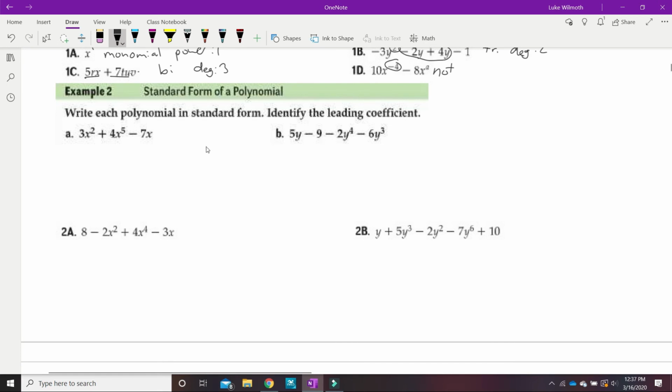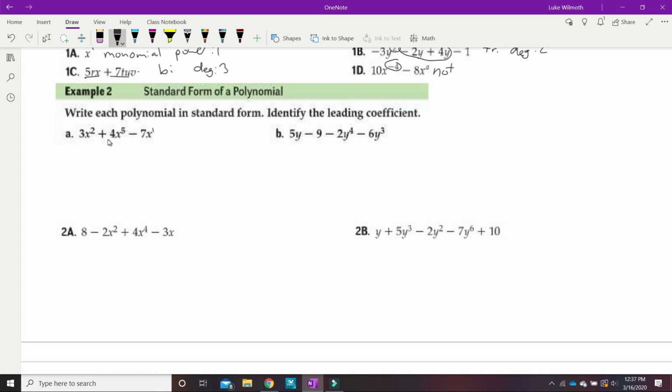Now it asks us to write this in standard form. Standard form is pretty easy. Standard form just means we want all of our degrees in descending order. So if I look at A here, the highest power, I've got a power of 2, a power of 5, and a power of 1.